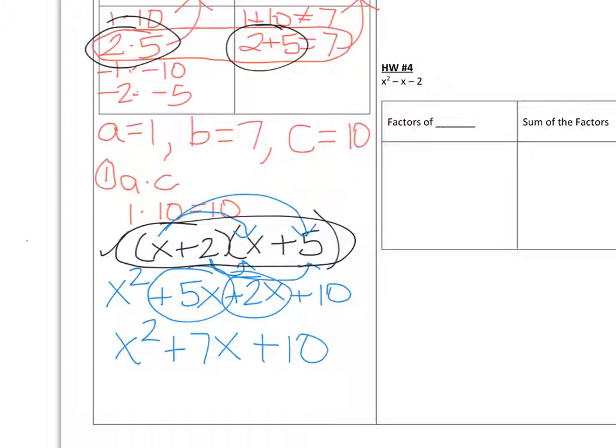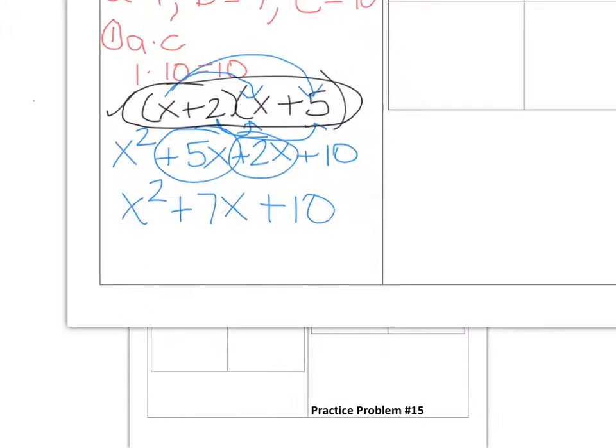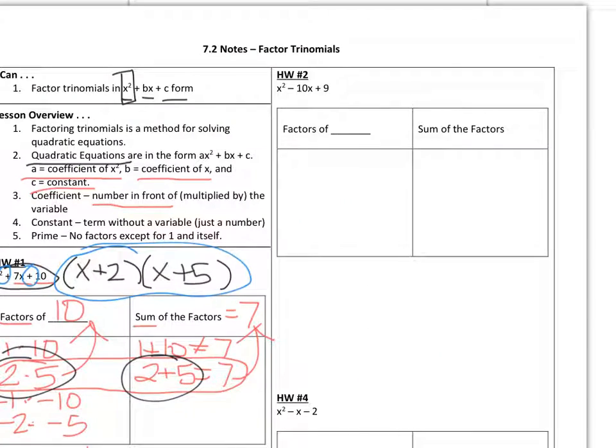In parentheses, both of those. Okay, let's look at our next problem here, which is going to be problem number 2. So again, we're going to start by multiplying a times c.